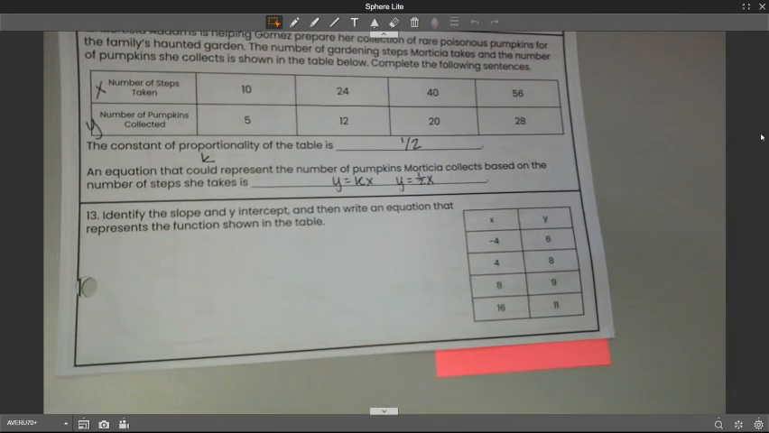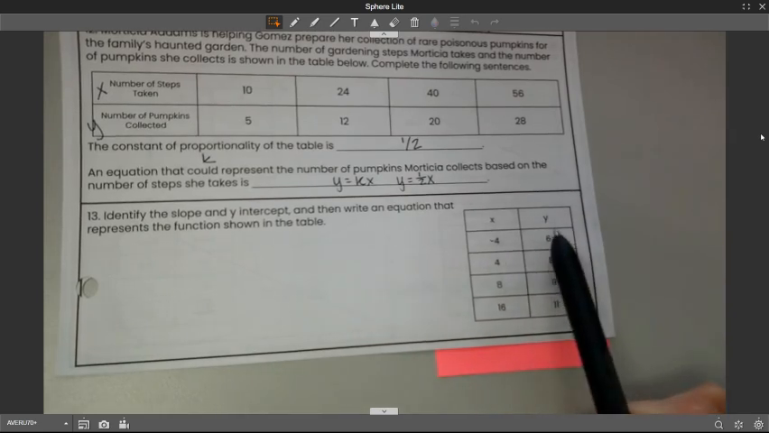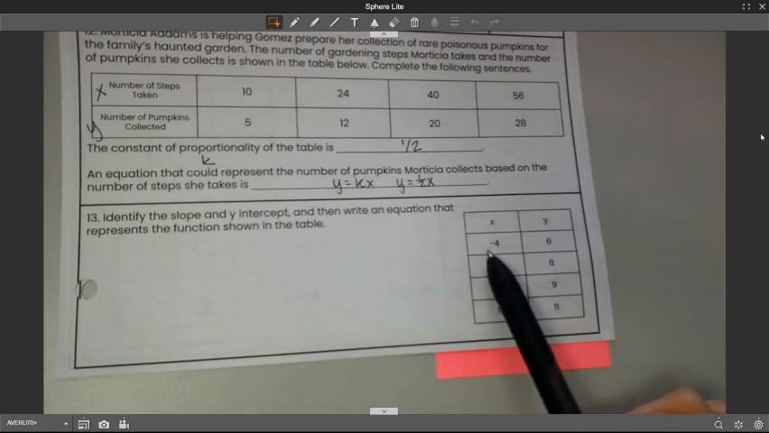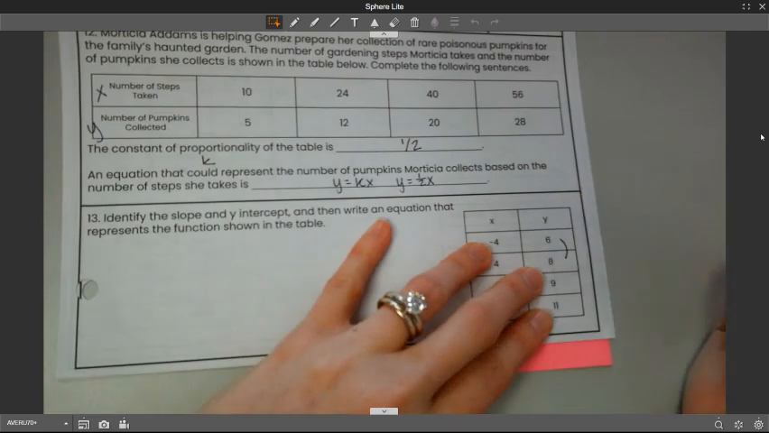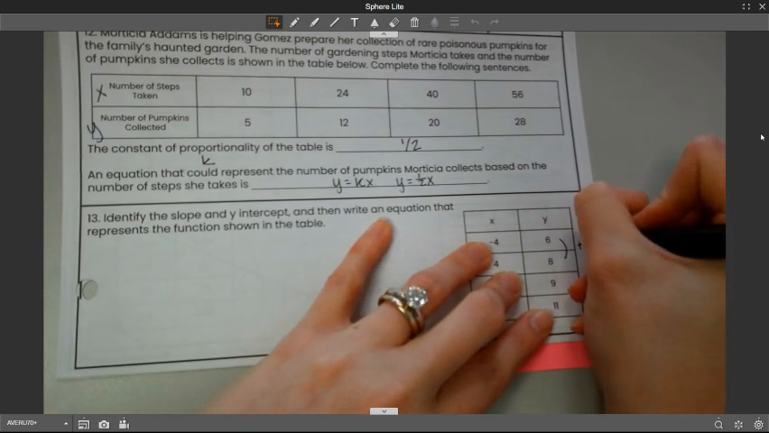13, identify the slope and the y-intercept and write an equation that represents the function in the table shown below. Whenever you have a table, the first thing you're going to do is check to see if it's proportional or not. So y divided by x, 6 divided by negative 4, that would get me negative 3/2. 8 divided by 4 is 2. It's not the same thing, so it's not proportional. So we need change in y over change in x. To go from 6 to 8, I add 2.